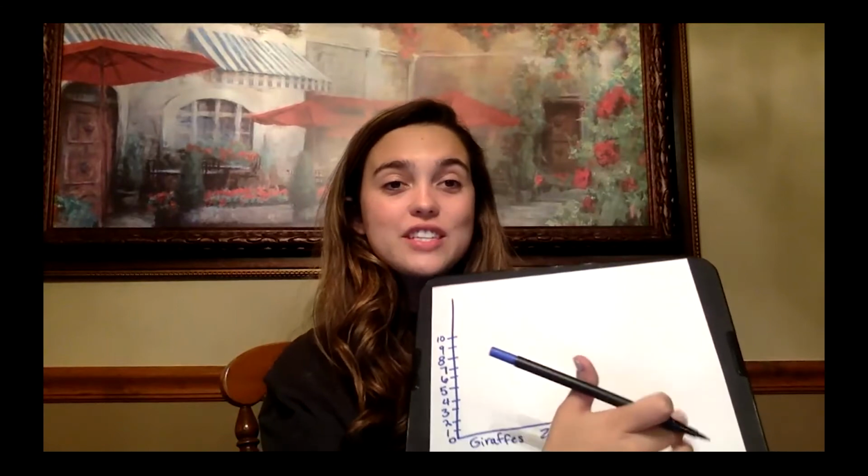On the bottom, we are going to put our labels of what data we are collecting. So in this case, I would put giraffes, zebras, tigers, and lions, okay? So, giraffes, zebras, tigers, and lions.